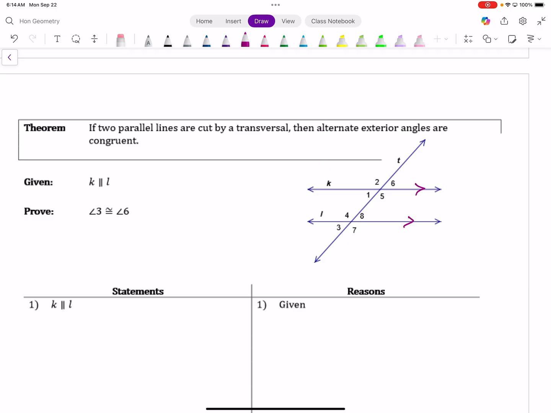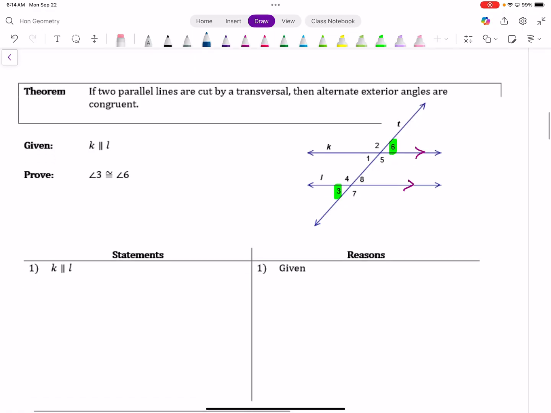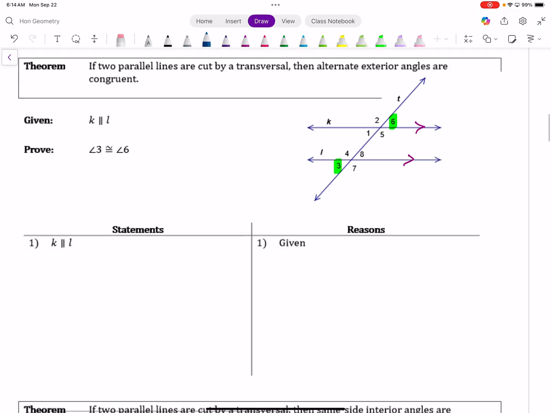So they just picked a set. They picked 3 and 6. Those are alternate exteriors based off the vocabulary we learned in section 3.1 and in the 8th grade. So we've got to have something with angles 3 and 6. There's lots of ways we could go about it. I usually stick with my corresponding angles. So I'd probably say that angle 6 is congruent to angle 8.